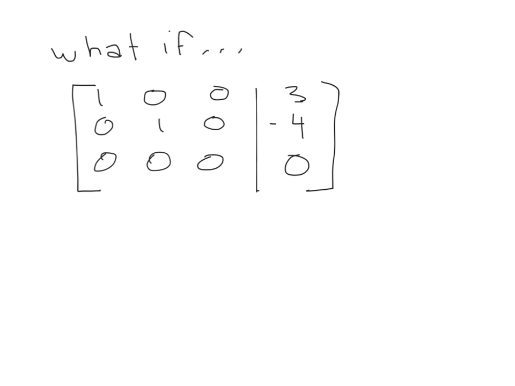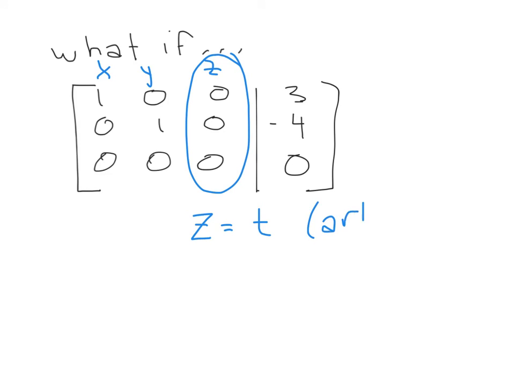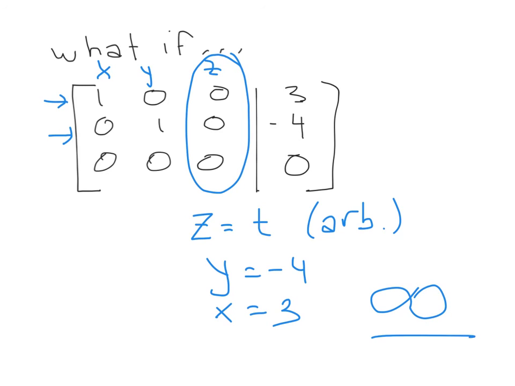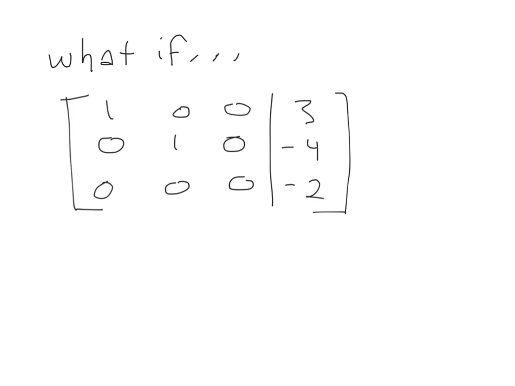What if our final matrix had looked like this? Whenever we have a column that doesn't have a leading 1 in it, we say that we're going to have infinitely many solutions. So we let that variable be a parameter or something arbitrary. Then the rest of the variables, our y and our x, would be the same. So y would still be negative 4, x would still be 3. But in this case, we would say we have infinitely many solutions instead of just one, because our z can be anything we want.